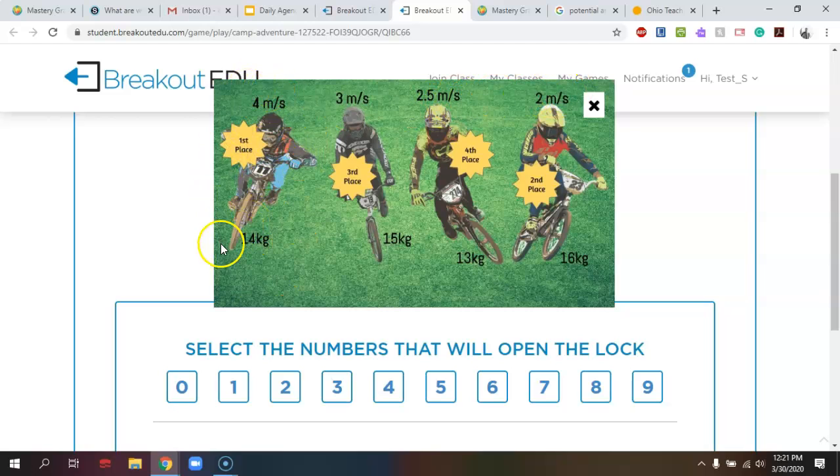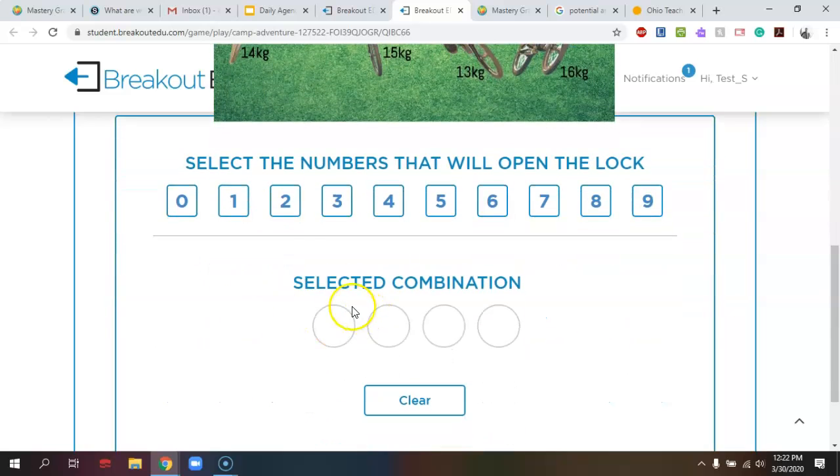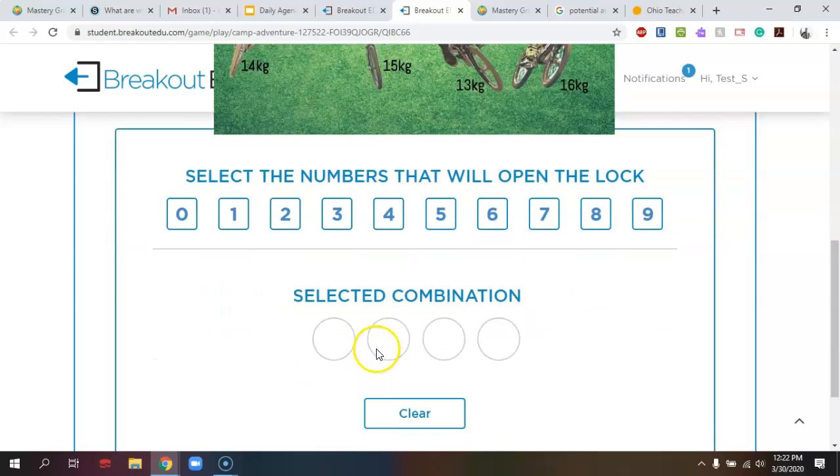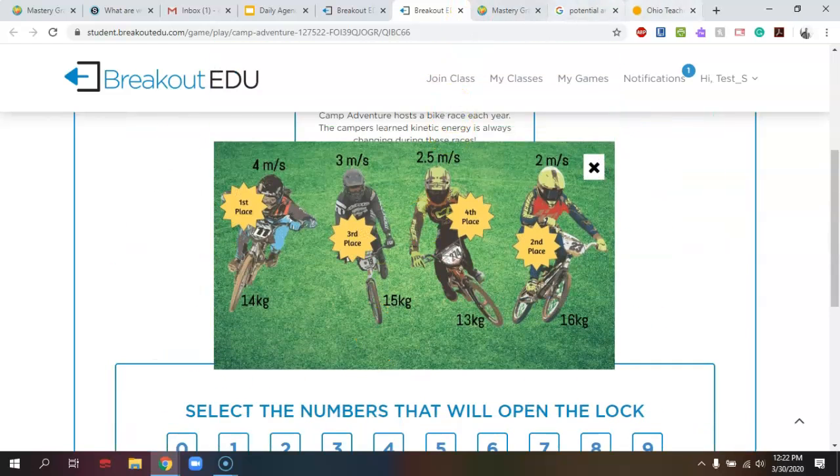To solve the kinetic energy of this biker right here, I would take half of his mass, which is 7, and multiply it by this velocity squared, which is 4 squared, or 16. So I would do 7 times 16, which is half the mass times velocity squared. I would write that number down and think about how I might want to use that to solve this lock. I don't want to give too much more away about that.